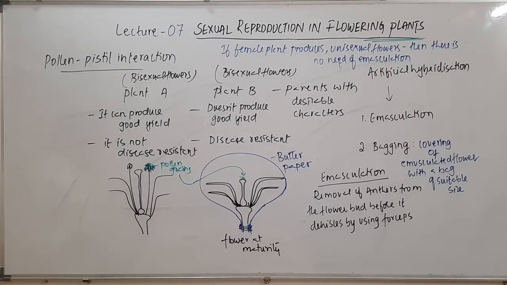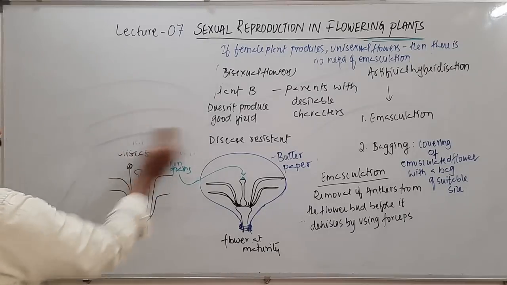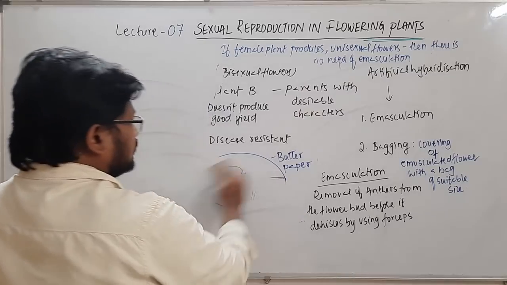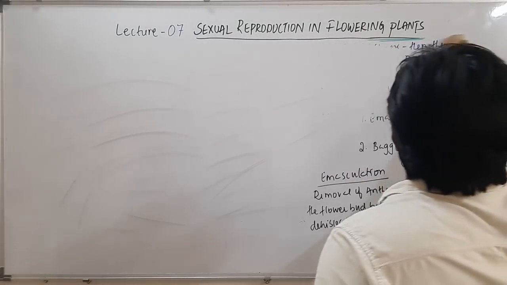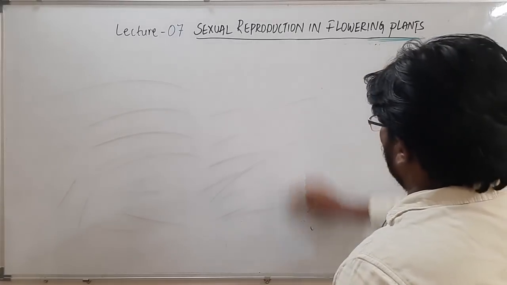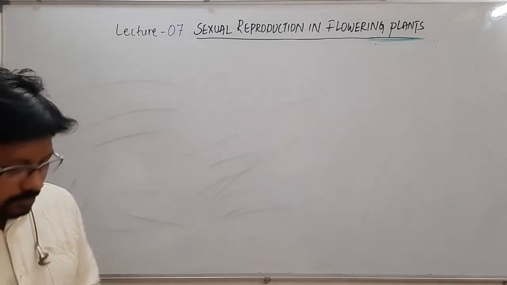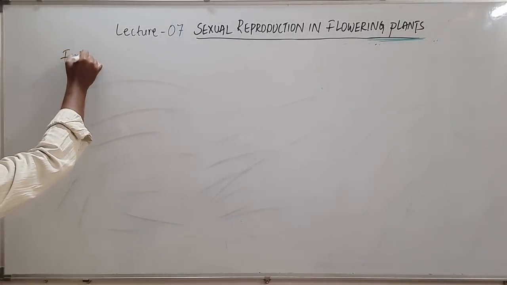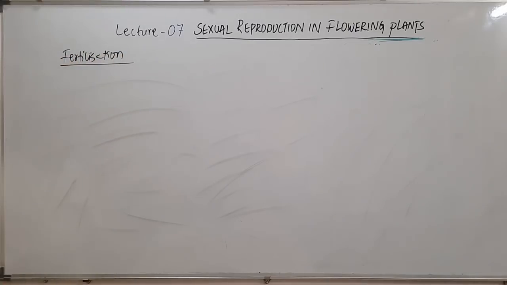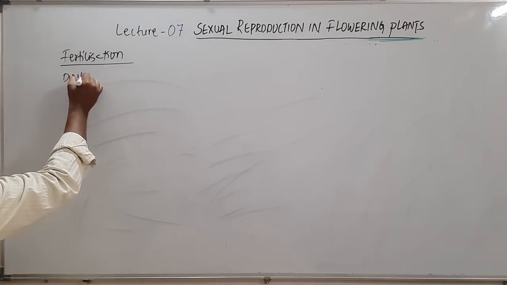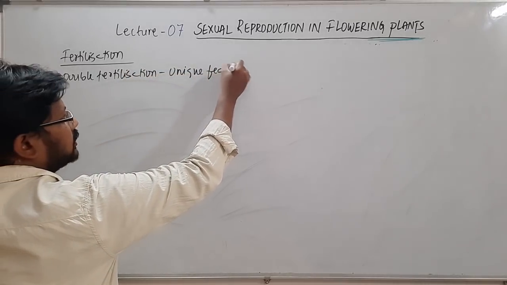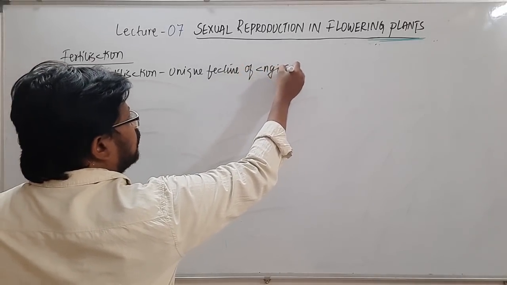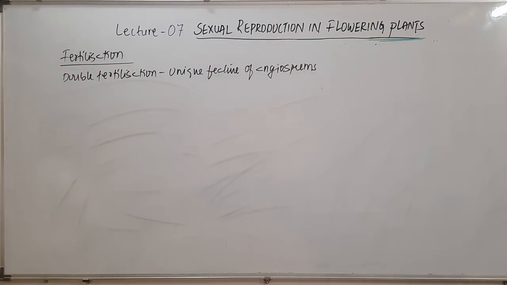So that's all about this pollen-pistil interaction. Now let's move on to the fertilization part. Whatever we have discussed so far is the pre-fertilization events. Now we move on to the next part, the fertilization process: how fertilization takes place in angiospermic plants. Here, in angiosperms, double fertilization is a unique feature. Only in angiosperms do we find this double fertilization.